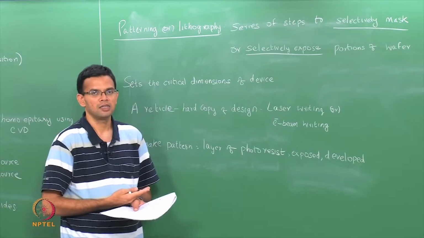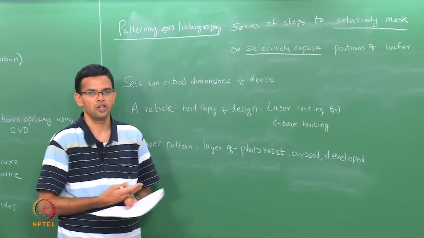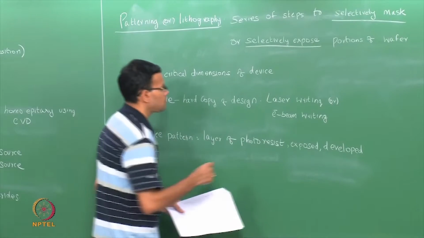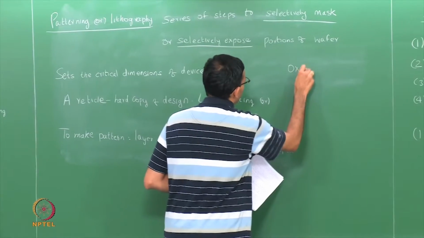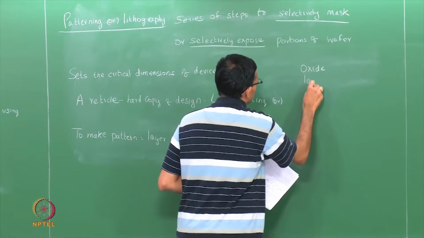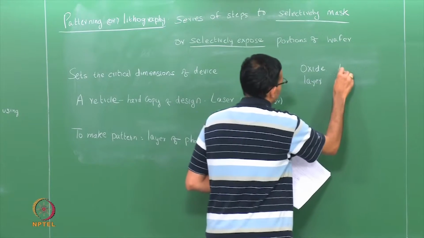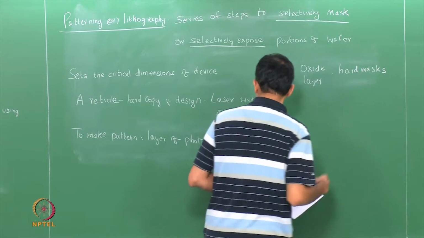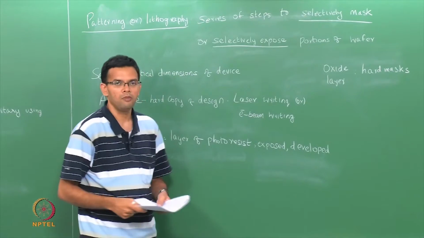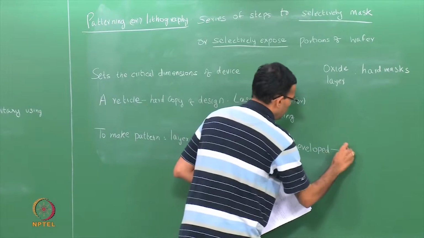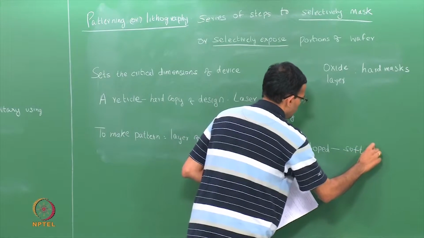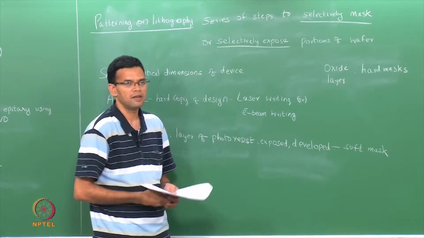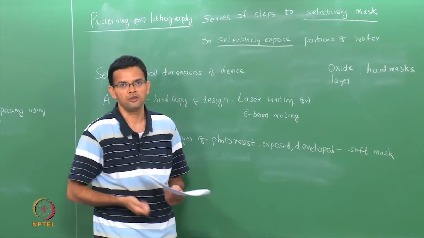Sometimes an oxide mask can also be used for patterning instead of a photoresist. Those types of masks are called hard masks. So, you could use an oxide layer for patterning. Those are called hard masks because they can typically withstand high temperature. A pattern that is formed using a photoresist is called a soft mask. It can typically withstand a few hundred degrees, but definitely not much more than 200 or say 250 degrees.